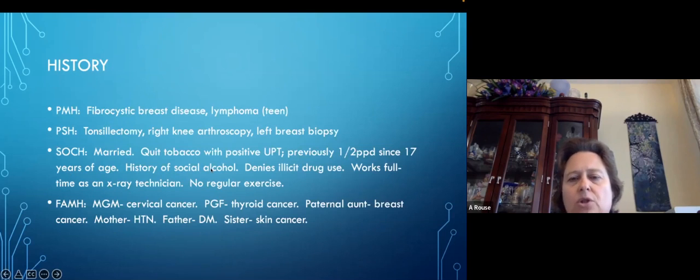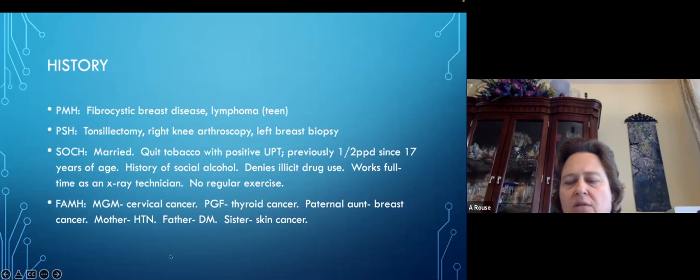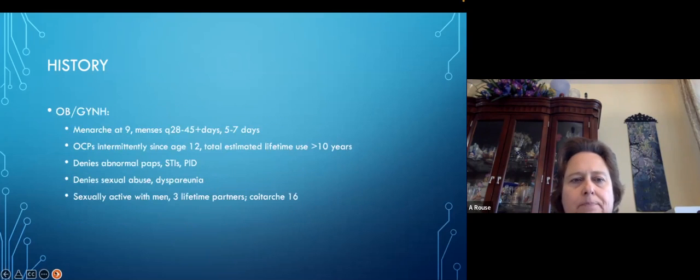She does have a history of social alcohol, but no drug use. She's working as an x-ray technician. She's not exercising regularly, but tells you pushing that big x-ray machine around is more than enough exercise. Family history-wise, you have some cervical cancer, thyroid cancer, breast cancer, hypertension, diabetes, and skin cancer. Nothing too horribly significant or exciting yet.